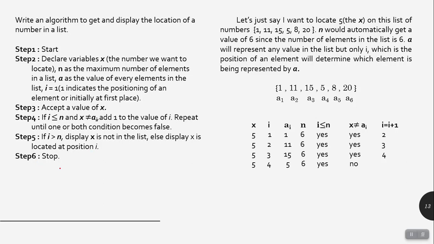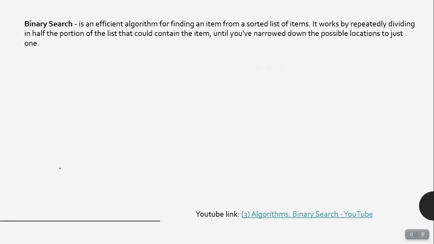So that's a simple searching algorithm, namely linear search. There are other searching algorithms like the binary search. It's an efficient algorithm for finding an item from a sorted list of items. It works by repeatedly dividing in half the portion of the list that could contain the item, until you've narrowed down the possible locations to just one. You could search for additional resources from this YouTube link, so you can watch it.